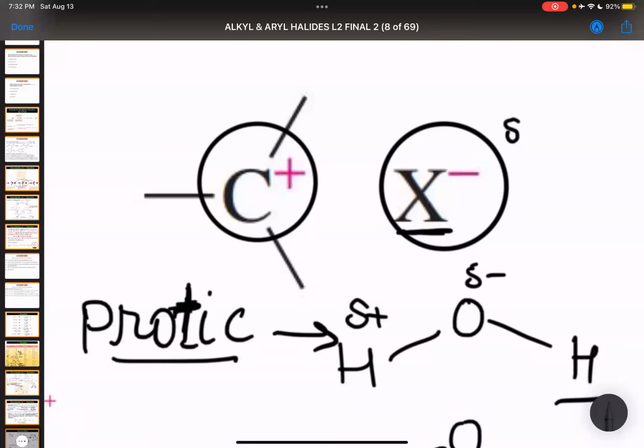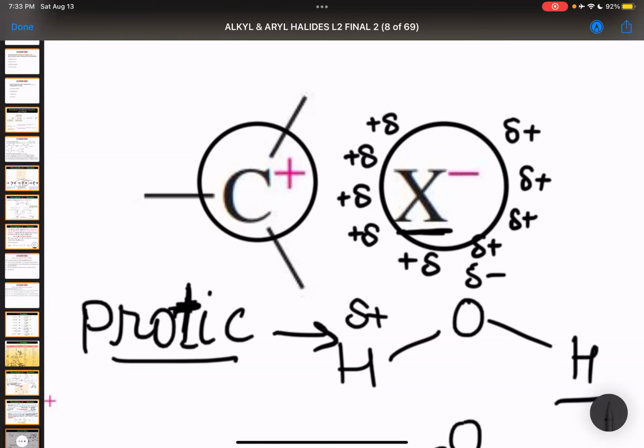Suppose the plus charges will come and form a layer of plus charges around the leaving group. So in a way it's good. Why? Otherwise, why would this leaving group stay away from the plus charge? It will get attracted back, and it will come and join back this carbocation. Is it clear?